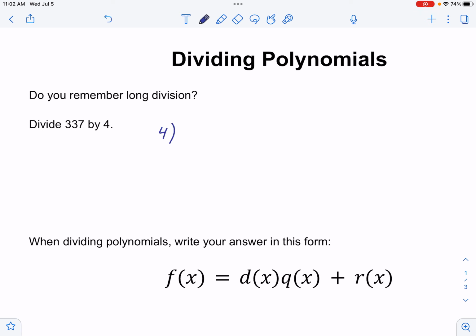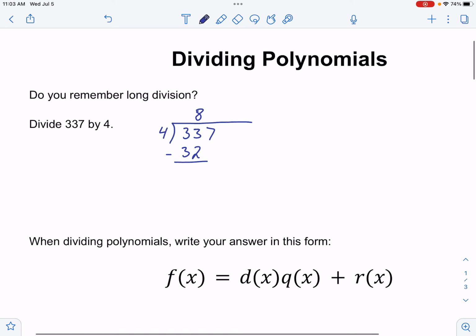We'd put what we were dividing by on the outside of that little curve thing, and then we'd put the question, 337, underneath. You would then go and check. You would say, well, how many times does 4 go into 3? The answer is none. So then we go, how many times does 4 go into 33? The answer is 8. And so then I would multiply. I would say, okay, well, what's 4 times 8? That's 32.